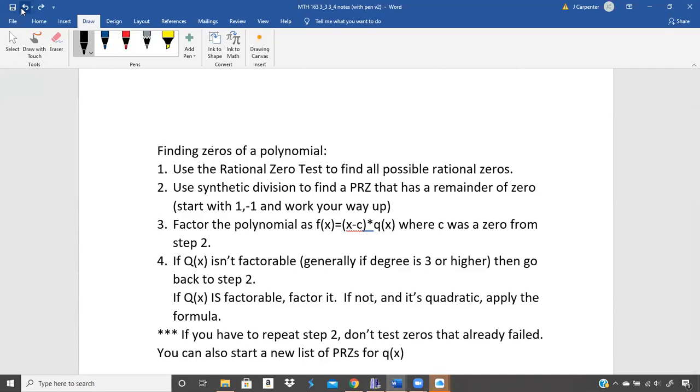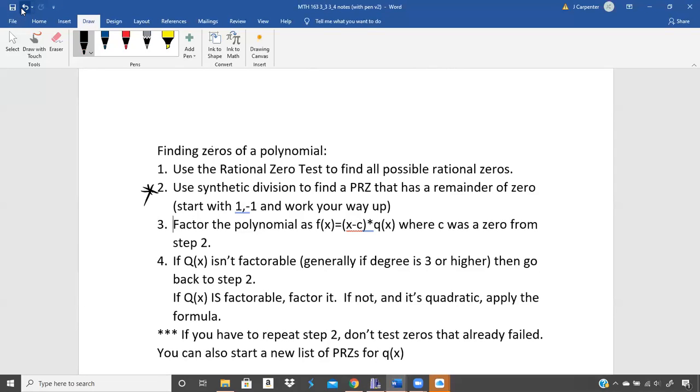Now, I've given you a hint for the synthetic division process. The problems that I give, you will generally find a possible rational 0 after no more than 3 or 4 attempts. If you do the 1, then the negative 1, then the 2, then the negative 2, then the 5, then the negative 5, then the 10, then the negative 10. Just work your way up in absolutes.